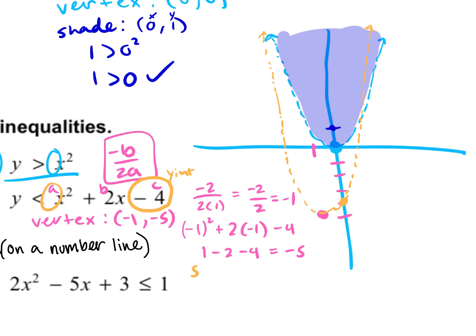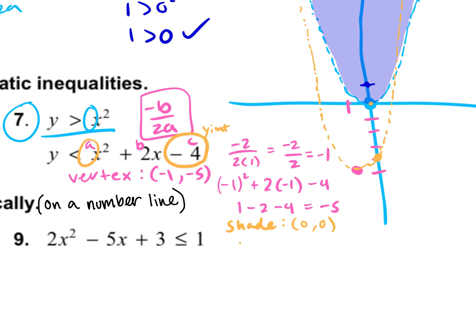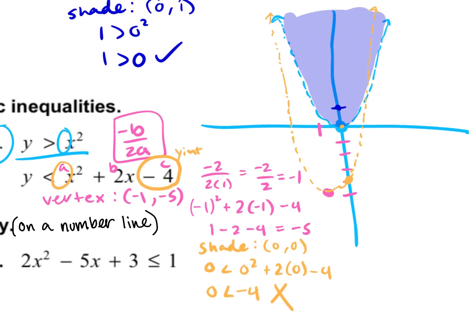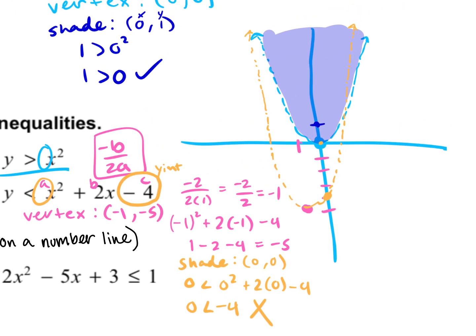And now let's figure out where we shade. How do I know where I'm going to shade? What can I test? I can test 0, 0. So I have 0 is less than 0 squared plus 2 times 0 minus 4. So 0 is less than negative 4. Is this true? No. So where do I shade? The outside. So shade the outside.